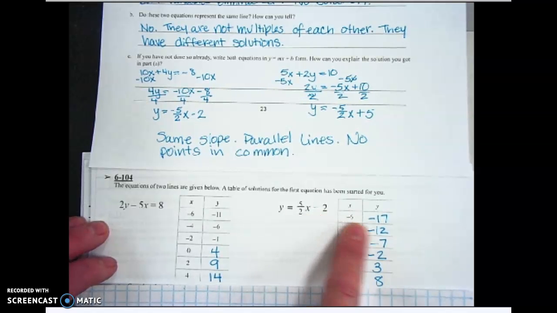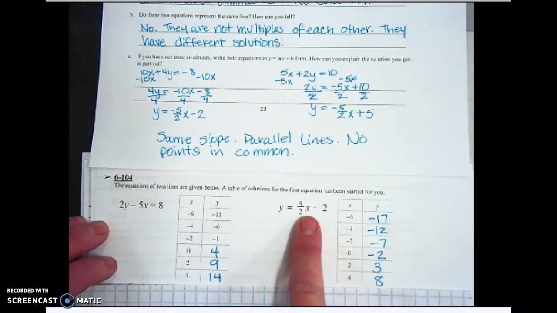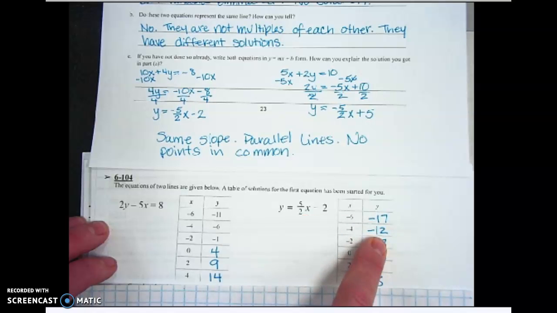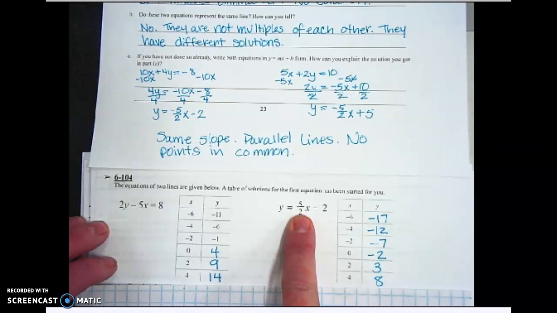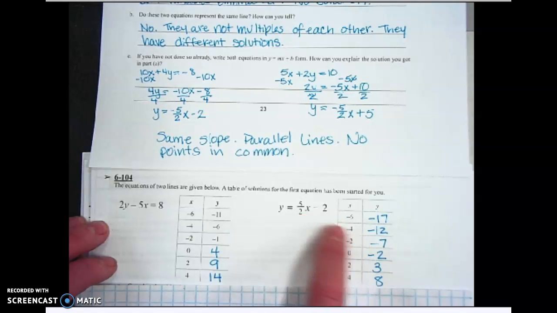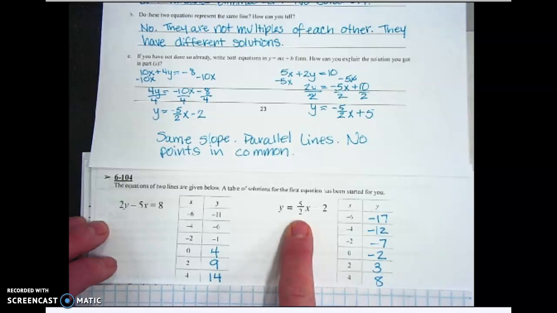If you plug in a negative 6, you're going to get negative 17. If you plug in a negative 4, you're going to get negative 12. If you plug in negative 2, you're going to get negative 7. If you plug in 0, you're going to get negative 2. If you plug in 2, you're going to get 3. And if you plug in 4, you're going to get 8.